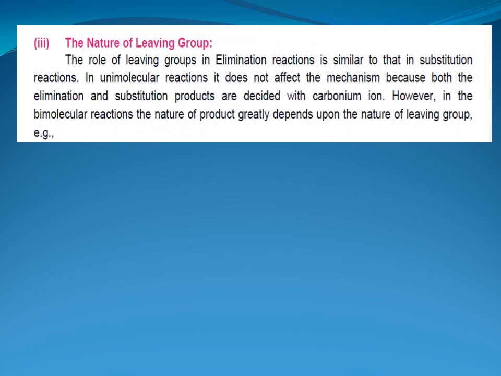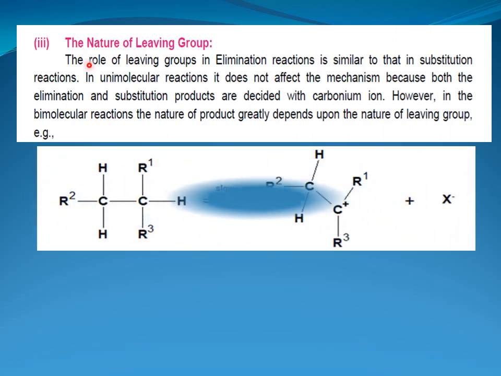Students, the third factor that we have to discuss is the nature of the leaving group. The role of leaving group in elimination reactions is similar to that in the substitution reactions that we have already discussed. In unimolecular reactions, it does not affect the mechanism because both the elimination and substitution products are decided by the carbocation. So in SN1 and E1 reactions, the first step is the ionization process in which the carbocation formation is going to take place.